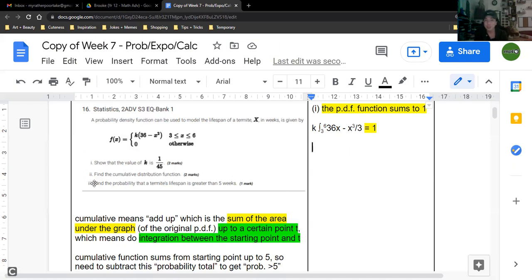All right, part two, on the cumulative distribution function. So you can already see some of the notes here that I wrote for Brooke. The word cumulative means adds up. And then we want the sum of the area under the graph, because that's what adding up means. But we are adding up the original probability distribution function. So we're not adding up this primitive. We're not adding up, we're about to integrate.